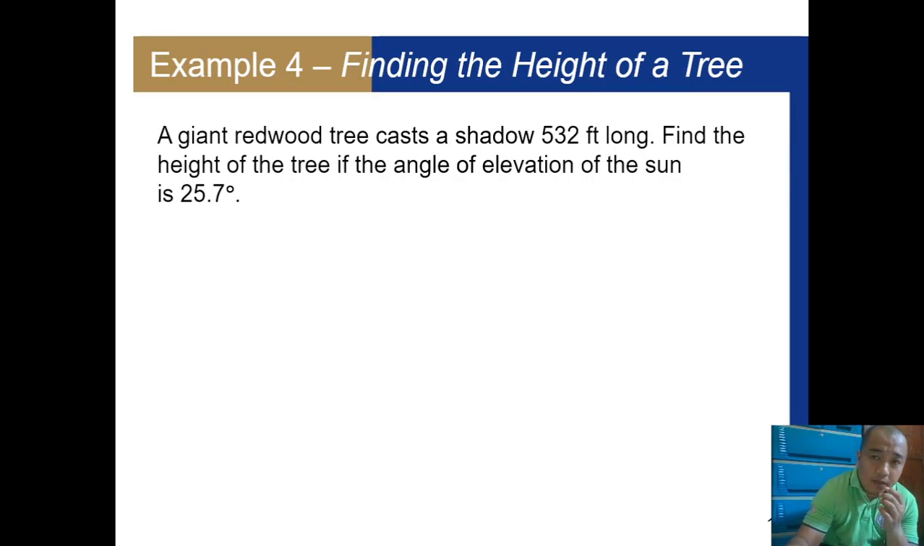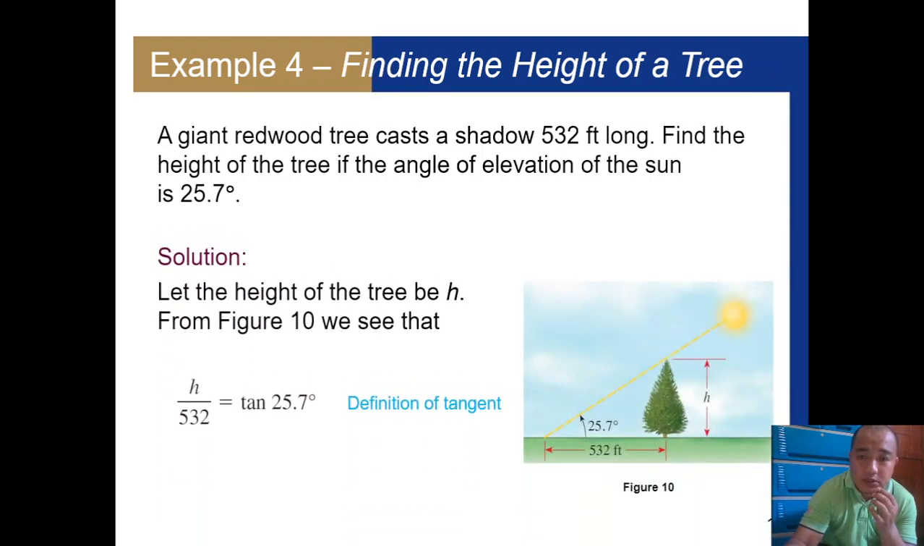Let's have here an example. Finding the height of a tree. A giant redwood tree casts a shadow 532 feet long. Find the height of the tree if the angle of elevation of the sun is 25.7 degrees. Okay, here we have a tree whose shadow is 532 feet long, and the angle of elevation of the sun is 25.7 degrees. Find the height of the tree, the giant redwood tree.